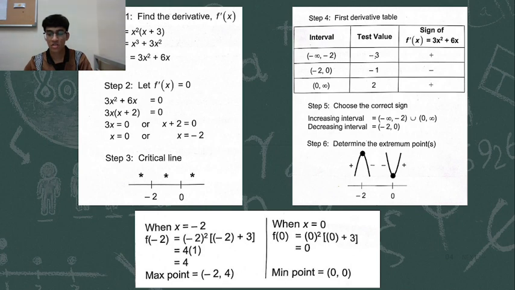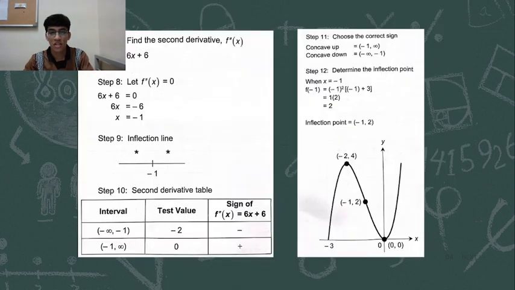When x equals 0, substitute into the function, you will get the answer for the minimum point, which is 0, 0. Step 7, find the second derivative f double prime. You will get the answer, which is equal to 6x plus 6. Step 8, let f double prime equal 0. And you will get the answer for x, which is negative 1. Step 9, make the inflection line. Step 10, make the second derivative table.